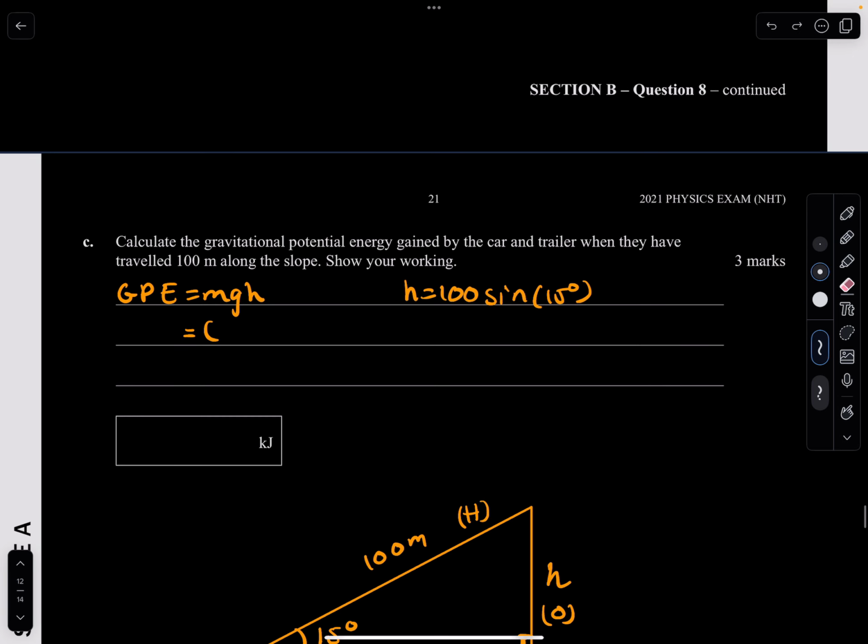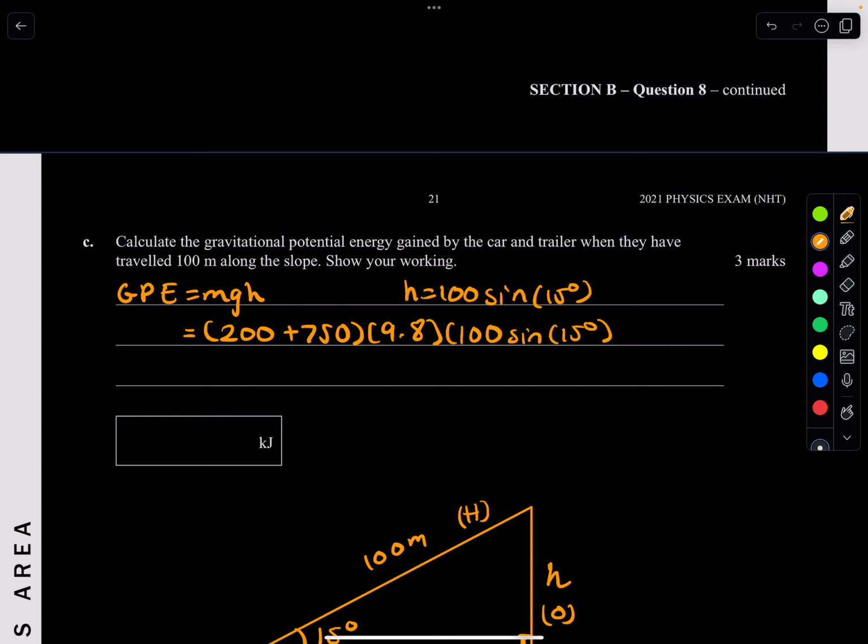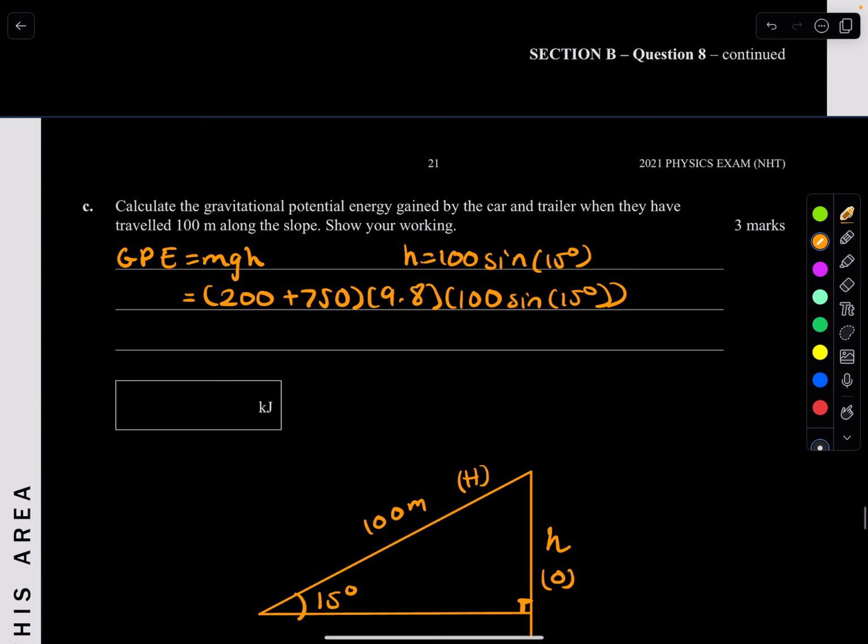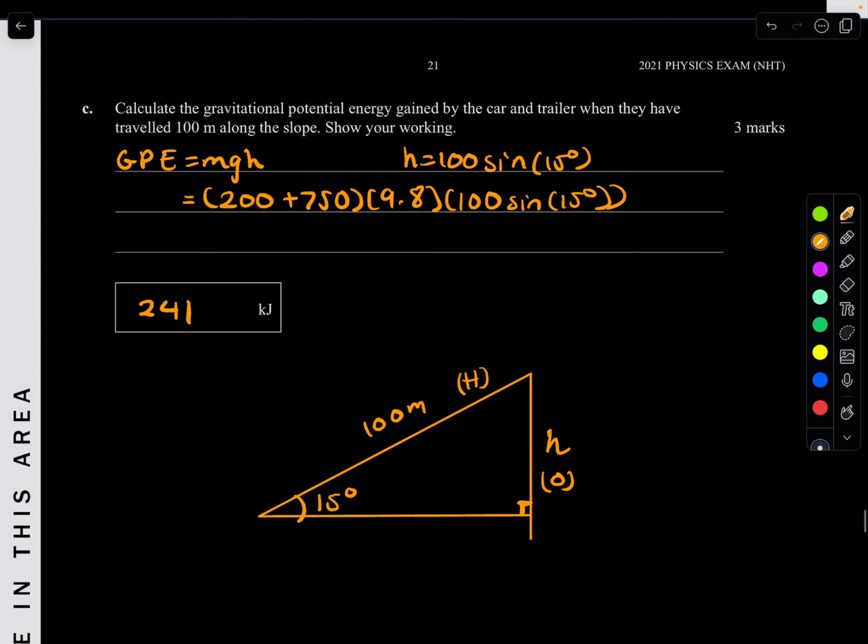200 plus 750. So g is 9.8. The height is 100 sine 15 degrees. Beautiful. So 200 plus 750, times 9.8, times 100 sine 15 degrees. And that gives me, we want it in kilojoules, so divided by 1,000. That gives me pretty much 2 4 1 kilojoules. Beautiful. That's it.